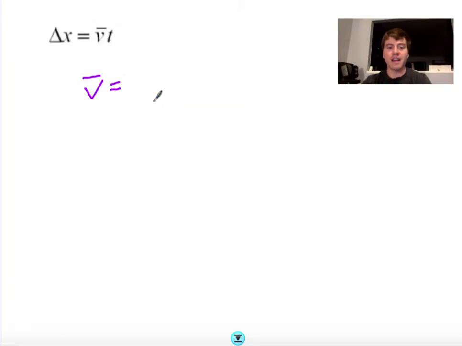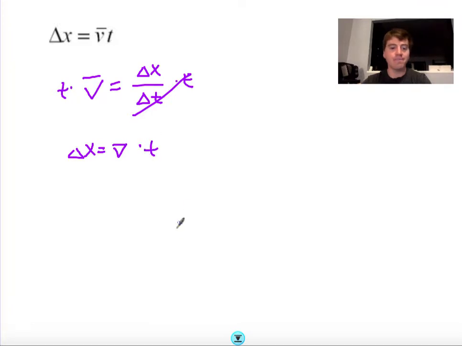This one's pretty obvious too. We actually used it last unit because we know that the velocity is some change in position over some change in time. So when we multiply both sides by time, time by time is 1, and my change in position is going to be my average velocity times my time.